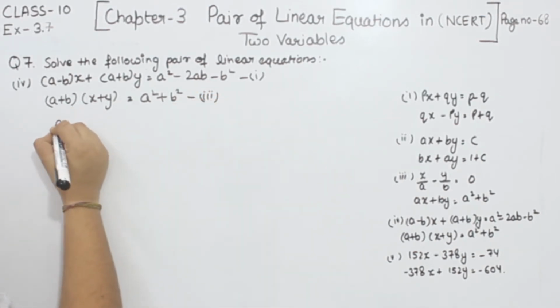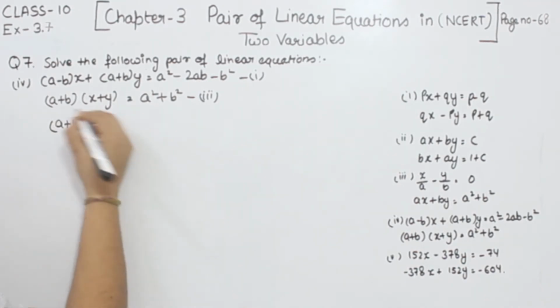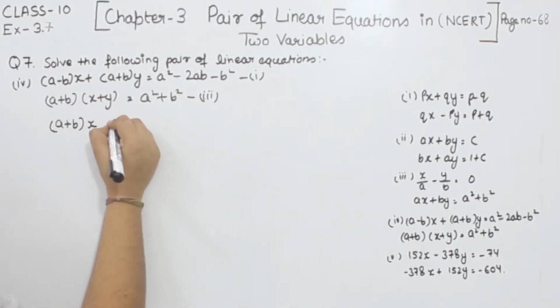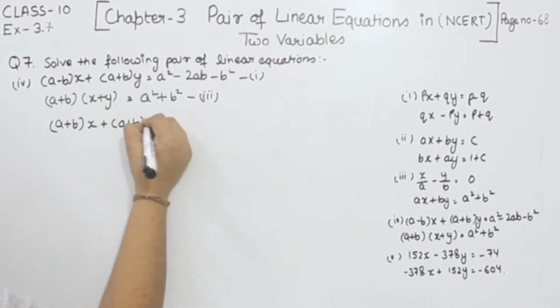First of all I am going to simplify this one. Here we are having a plus b multiplied by x, and this one we are having as equal to a plus b multiplied by y.